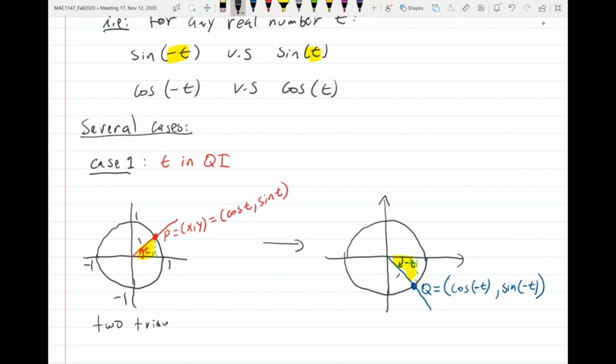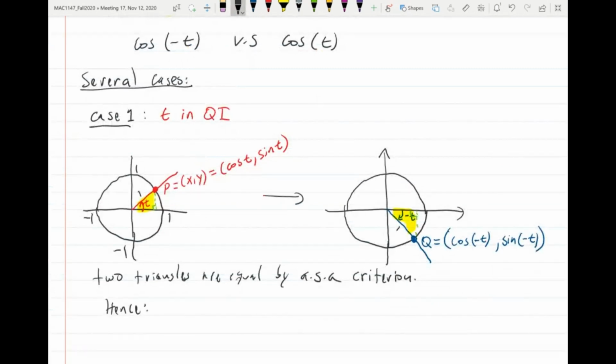Triangles are equal by the angle, side, angle criterion. And therefore, what can we say about the corresponding sides? The corresponding sides are equal, right? So what can we say about the coordinates of Q? Let's see. The x value of Q, remember, which is cosine of negative t, is going to be the same as the x value of P, right? It's positive. So that's still x.